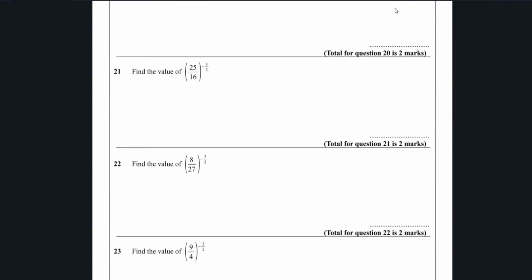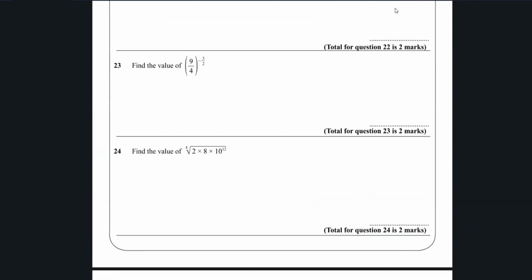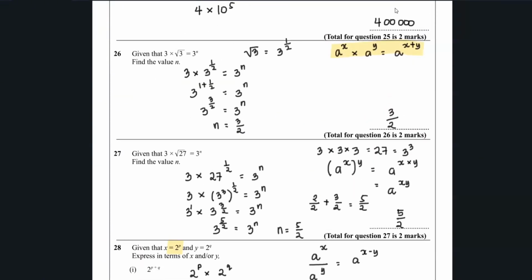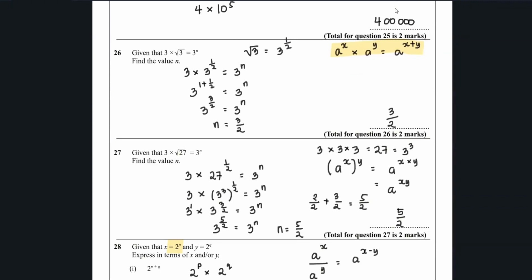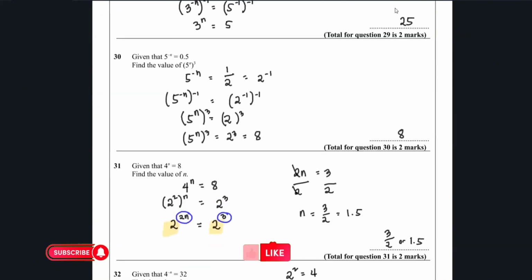Now, assuming that we are done revising the fractional and negative indices of just numbers, the second part focused on solving for a specific value of n or x. Okay?